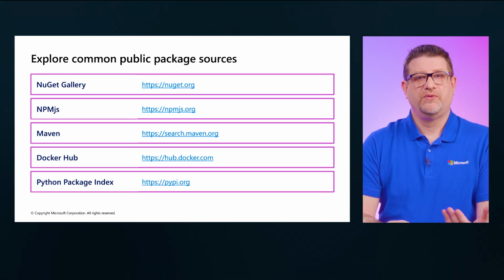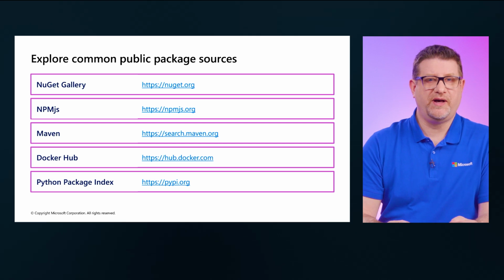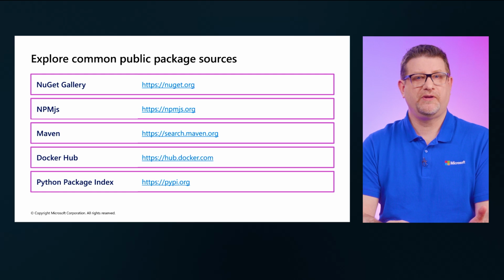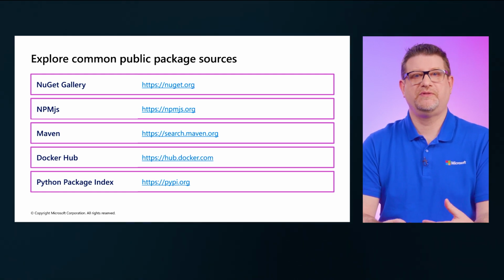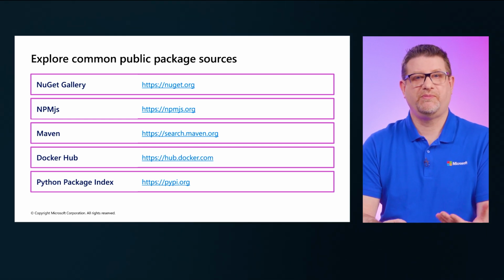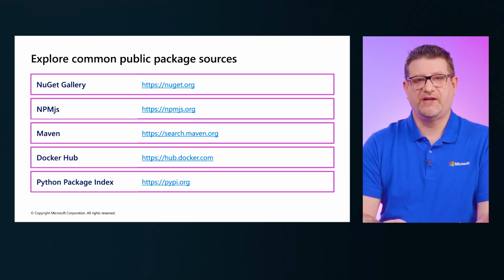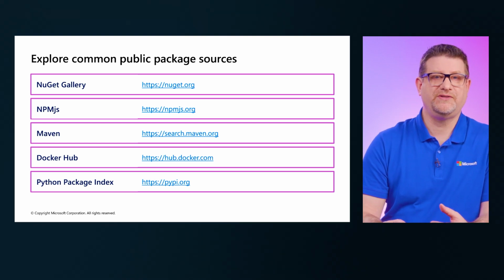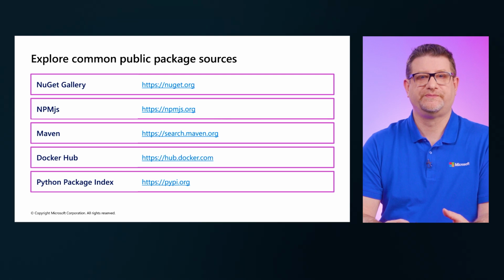Software development teams will then rely on public package sources to find and use pre-built components, libraries, and tools. These sources act as vast repositories where developers can search for packages that suit their project needs. Some of the most popular package sources include NuGet Gallery for .NET libraries, npmjs for JavaScript, Maven for Java, Docker Hub for containers, and the Python Package Index, or PyPI, for Python modules. Each of these platforms is tailored to a specific language or ecosystem, making it easy for developers to discover, install, and update packages directly from trusted sources.